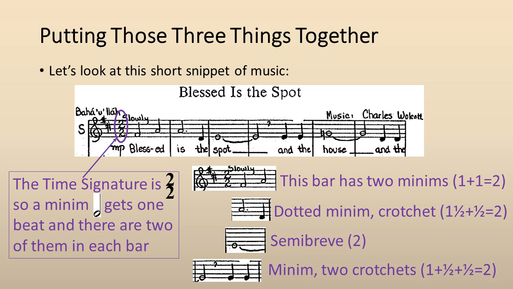The third bar has a semibreve, which is twice as long as a minim, so it gets 2 beats all by itself. The fourth bar has a minim and 2 crotchets, or 1 plus a half plus a half beats. Every bar in the piece will have notes and or rests that add up to 2 beats.